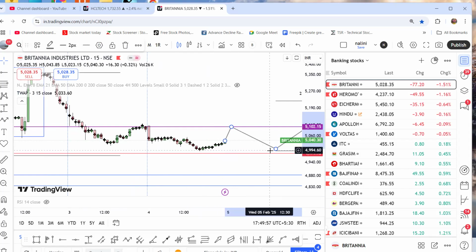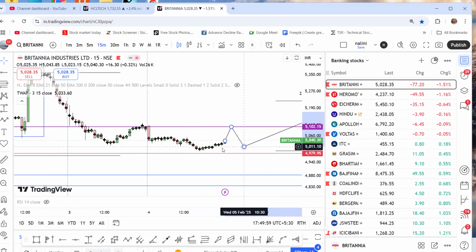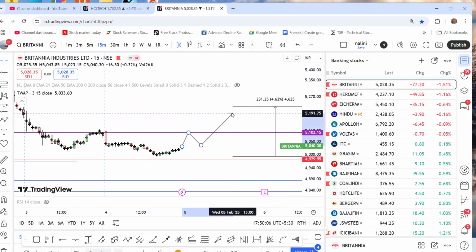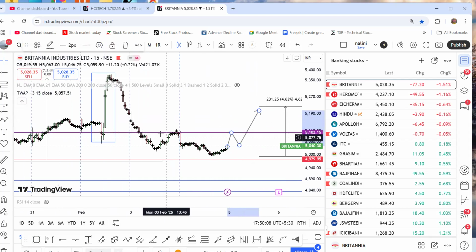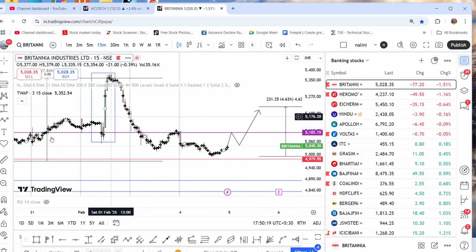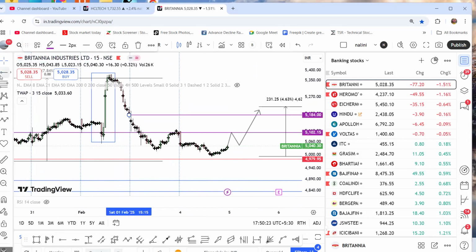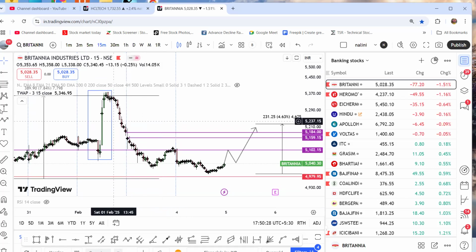So if the market comes down after filling this, taking this liquidity, and if it starts moving higher, then you can look for the up move in the market, and there is a gap here. So many gaps are there, TWAP gaps around. You can anticipate for this target in Britannia. This is how you can look for the TWAP gaps.